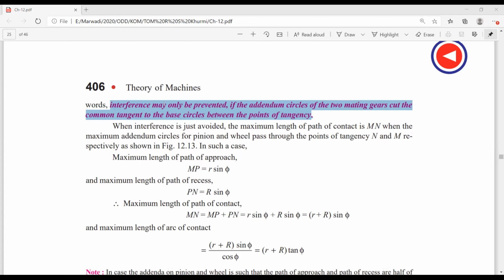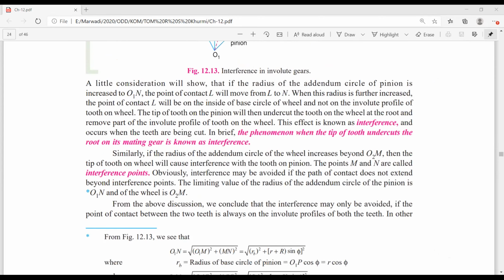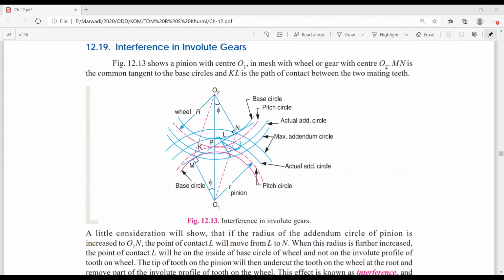So what is that common tangent? See, here we can see this is the common tangent.